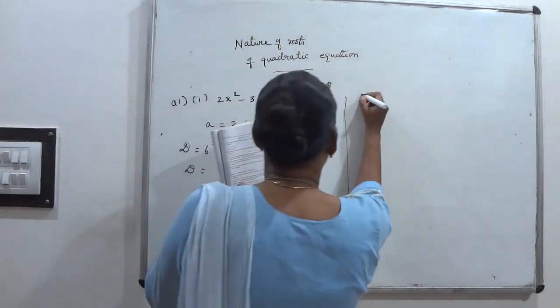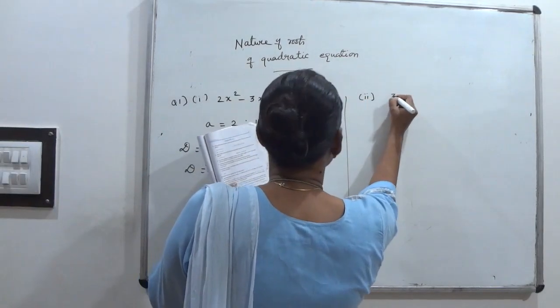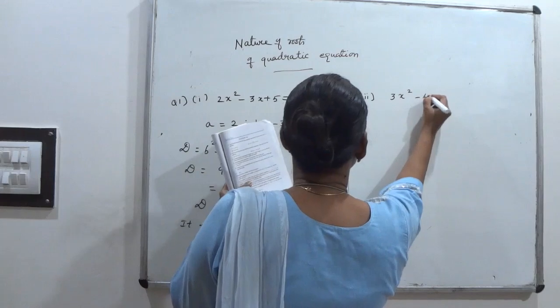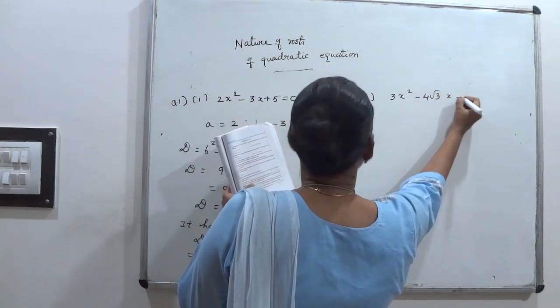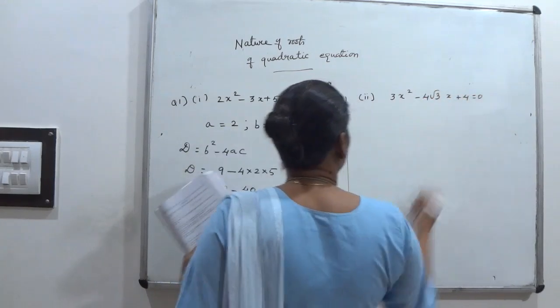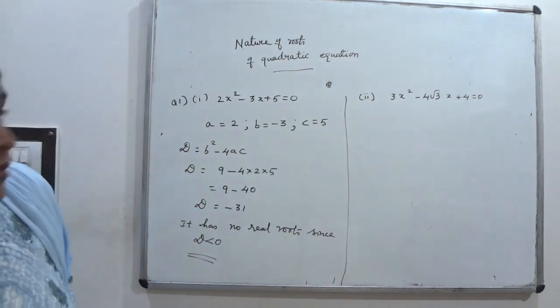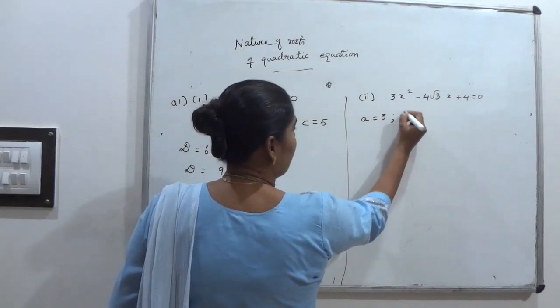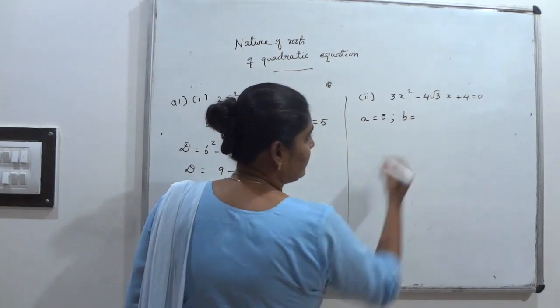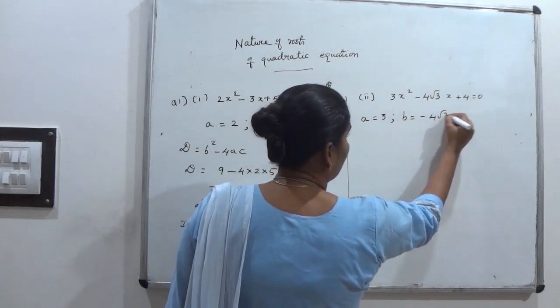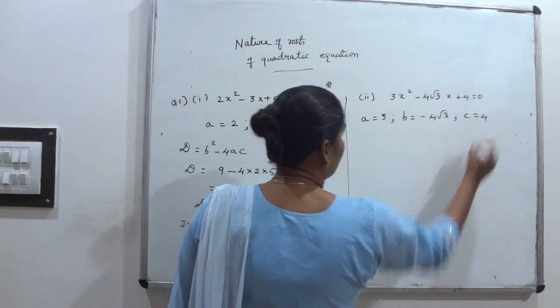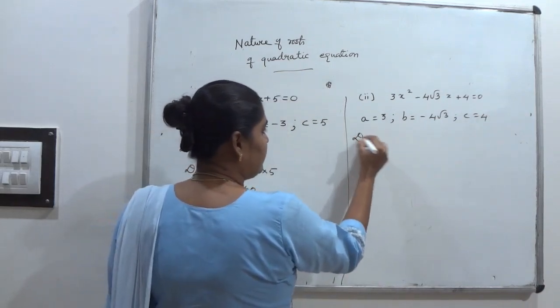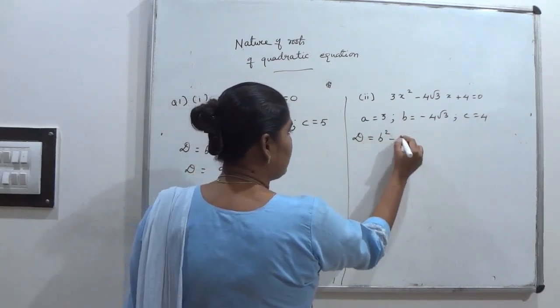Second part of the first question, 3x square minus 4 root 3 x plus 4 equal to 0. Here, what is a value? That is the coefficient of x square, that is 3. What is the coefficient of x? That is minus 4 root 3. What is the constant value here? 4. So find out the capital D discriminant, that is b square minus 4ac.